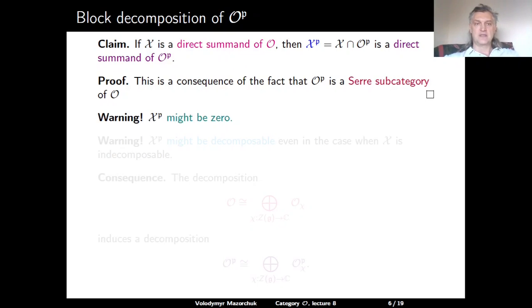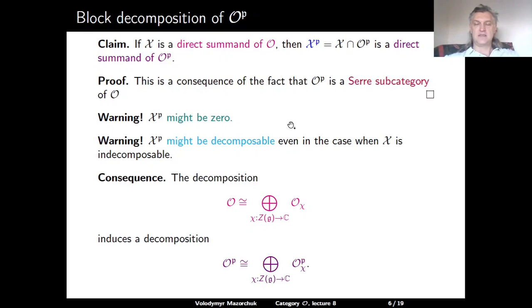A couple of warnings. First of all, there is no guarantee that this XP is not zero. It is perfectly possible that XP is a zero category. And another warning, there is no guarantee that if we start from an indecomposable block of O, that the corresponding XP, so the intersection of an indecomposable block of O with the parabolic category of P, is indecomposable. It might well decompose into a non-trivial direct sum of non-zero subcategories.